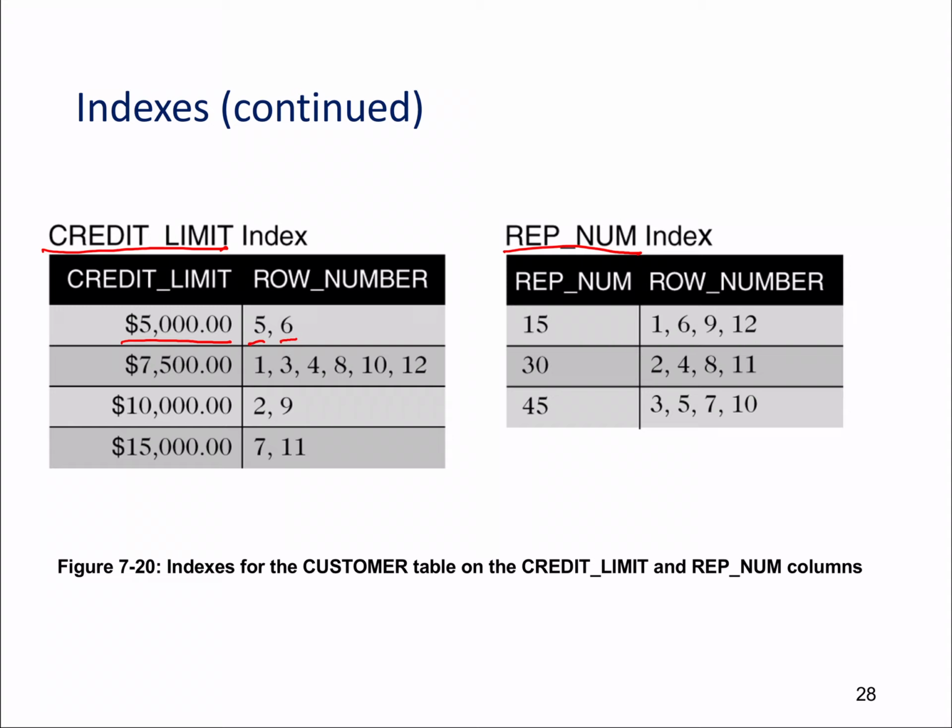So same thing for the rep number index. If we want to find what are the customers whose rep number is 15, we don't have to search all the table, but just directly go to rows 1, 6, 9, and 12. We can find those records. So this will speed up the searching on the table dramatically.